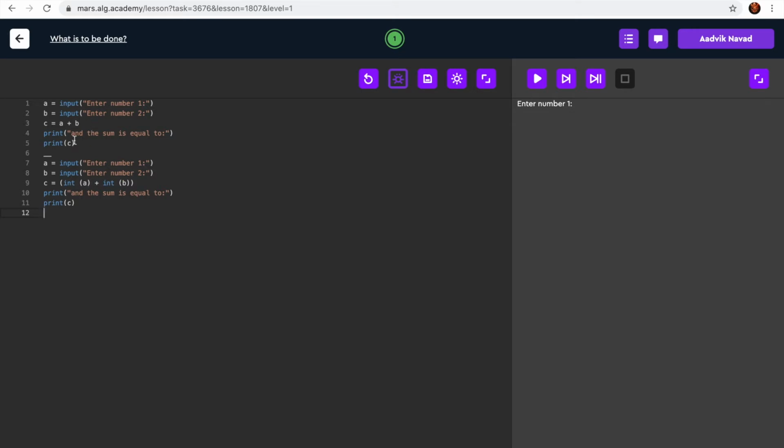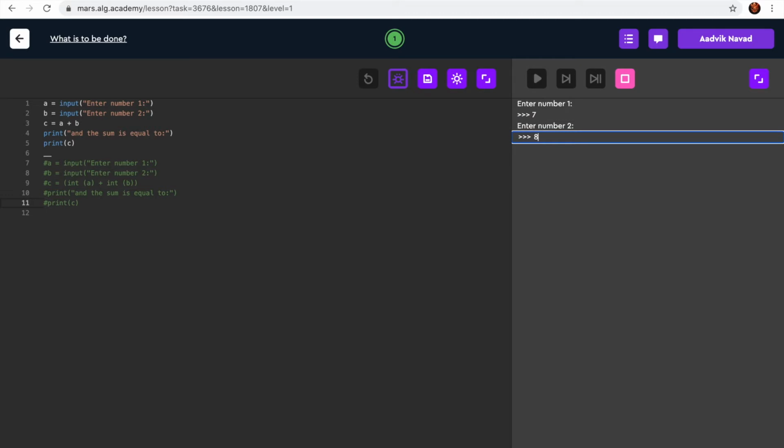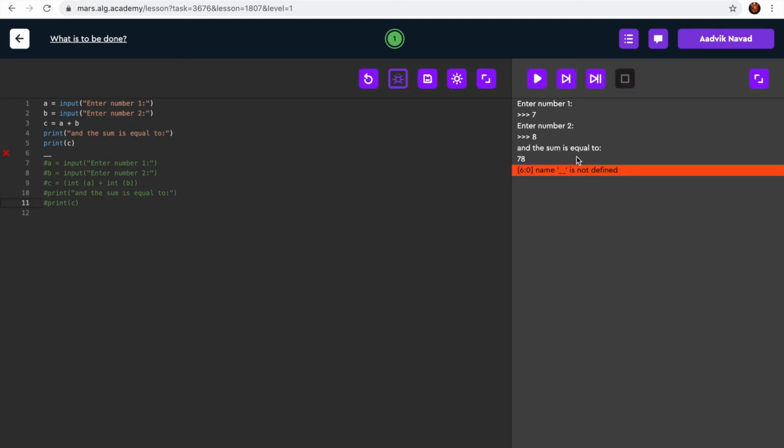Right now, I'm just going to comment out all of these lines. What's going to happen if I run the first piece of code is that it just puts those two numbers together. For example, if I put 7 and 8, the result will be 78, and it's incorrect. Oh, sorry about that.